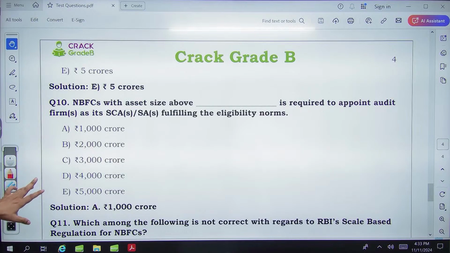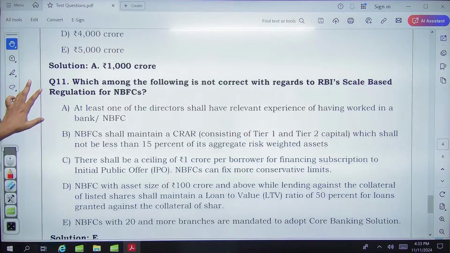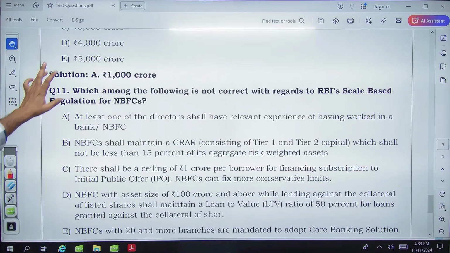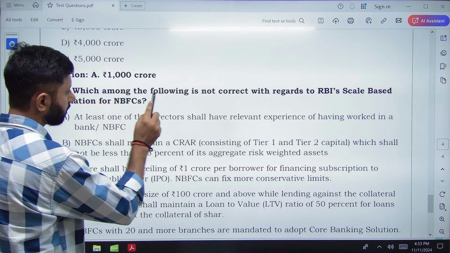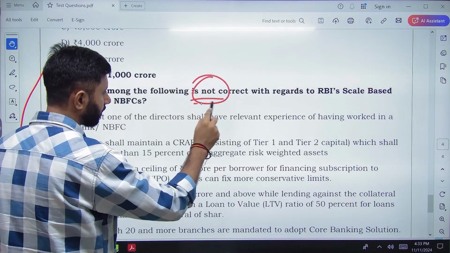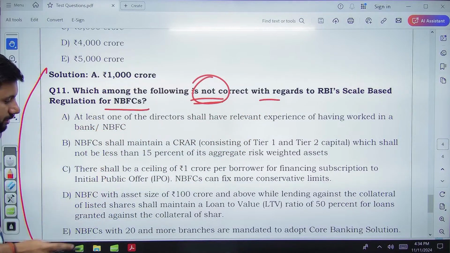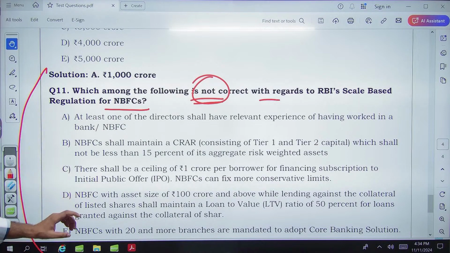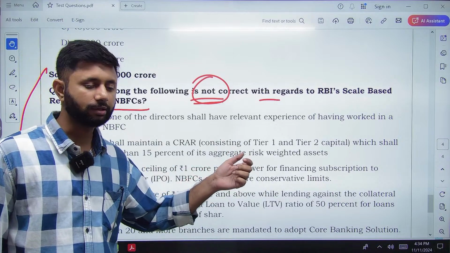चलिए, let's do the last question of today. What do you think is the correct answer for this question? Let's read the question. Which among the following is not correct with regards to RBI scale-based regulation for NBFCs? Now read all the statements carefully. You can easily do this question if you understand. Basically, examiner क्या करता है वो थोड़ी चीजें tweak कर देता है.